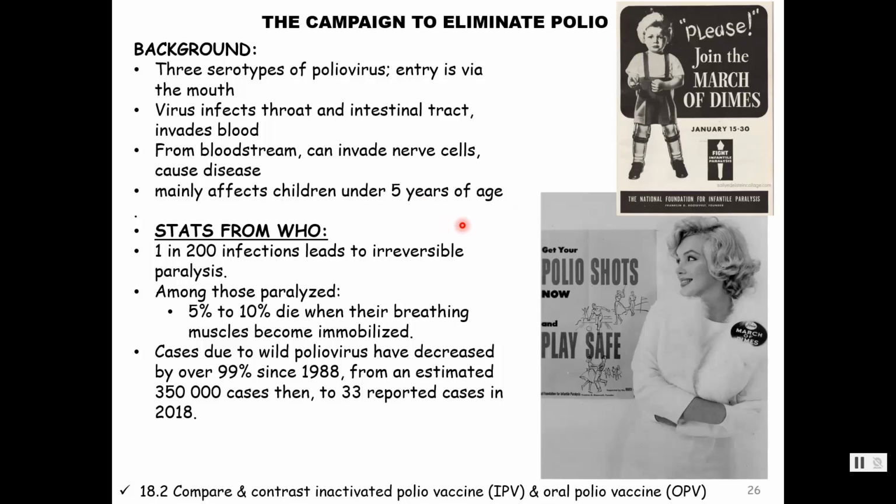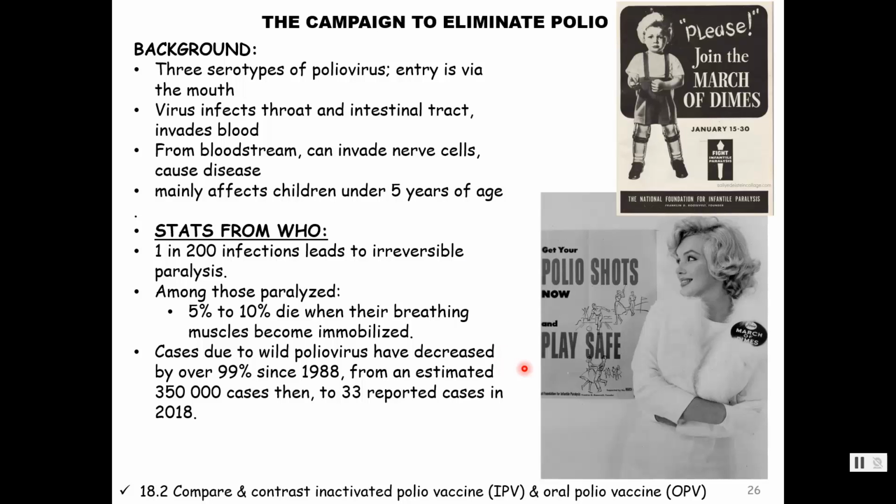It mainly affected small children, so under the age of 5. According to the stats from WHO, 1 in 200 infections would lead to irreversible paralysis. From those that were paralyzed, about 5 to 10% would die because the diaphragm would also get paralyzed, so they put them in those iron lung machines. I'll let you Google that.